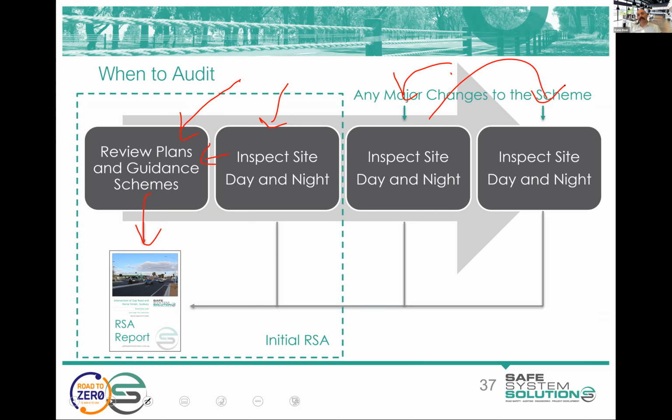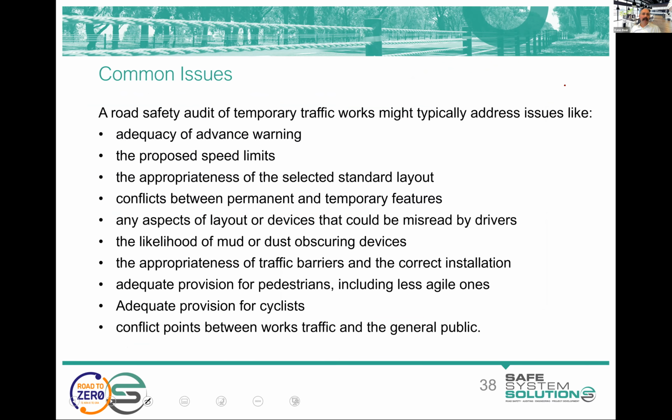So that's the theory on it, and lots of different things get picked up, and are issues you might find in these construction site road safety audits. Some of the common things are advanced warning, speeds, the layouts selected, and permanent and temporary features and how they interact is a big one.